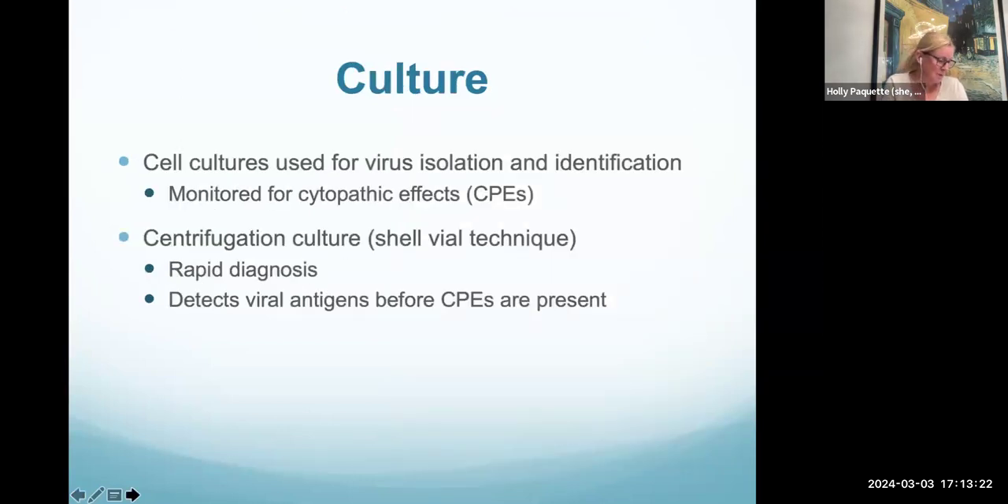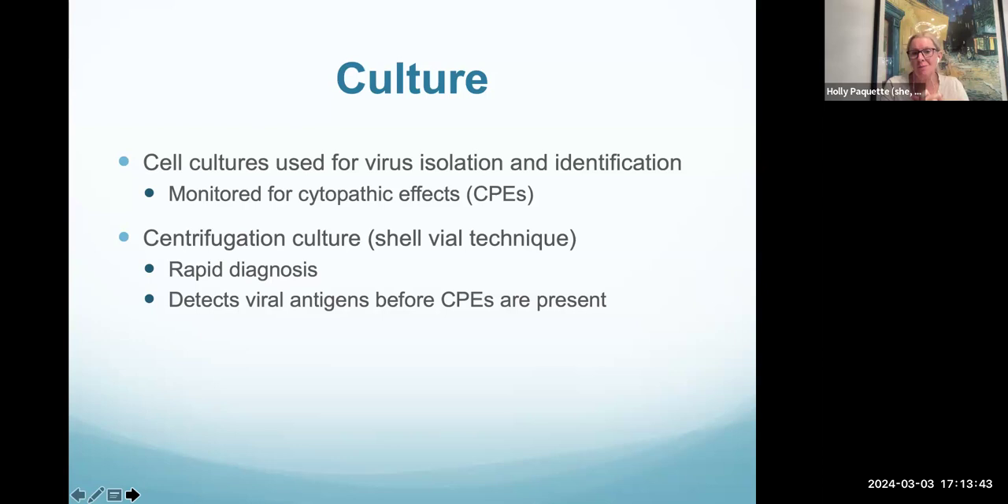The third way that we can culture or look for viruses is we can do something called a cell culture. Remember, viruses don't replicate unless they're inside of cells. So one of the ways we can do this is we can actually grow cells in order to then grow viruses. So cell cultures are used to isolate viruses and identify them.